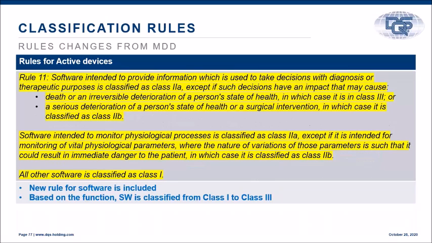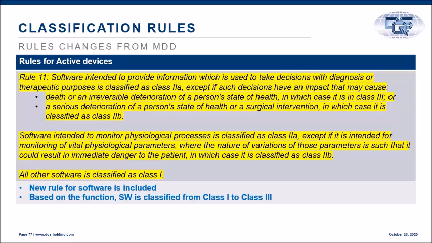So rule 11, specific for software. Software intended to provide information which is used to take decisions with diagnosis or therapeutic purpose is classified as class 2A, except if such decisions have an impact that may cause death or irreversible deterioration of a person's state of health, in which case it goes to class 3. Or if it is going to cause a serious deterioration, then it is class 2B.